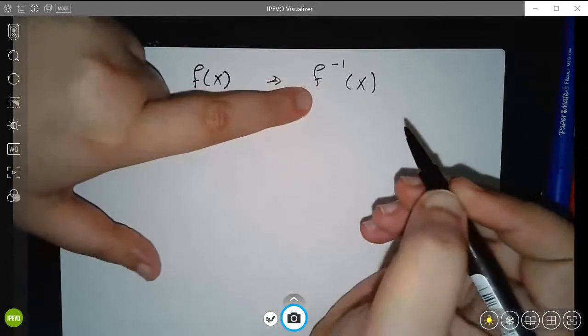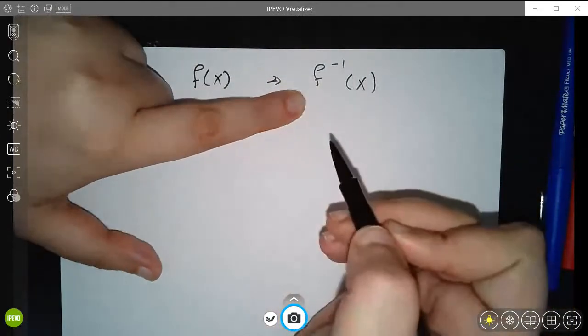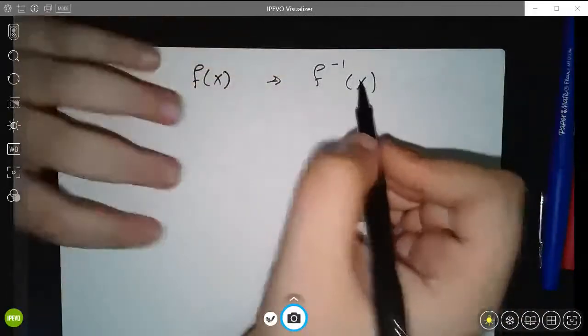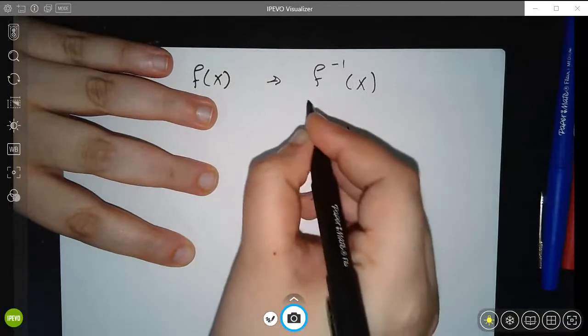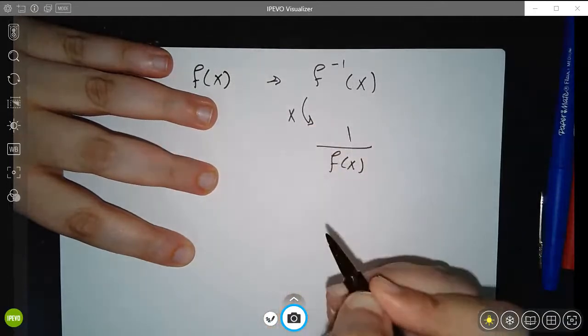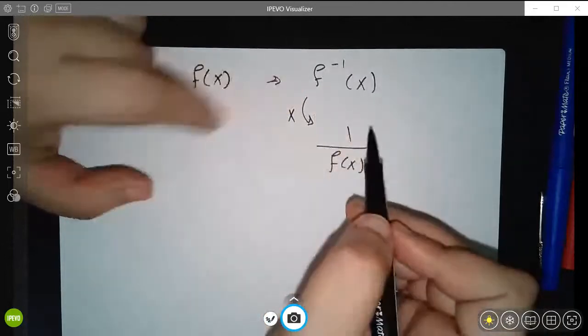So the function itself is inverted. This sign right here is the power of negative 1. That means inverse. And when I say this, I don't mean this is 1 over f of x. These two are not the same. Yes? So it's not 1 over f of x. It's just f to the negative 1 power.